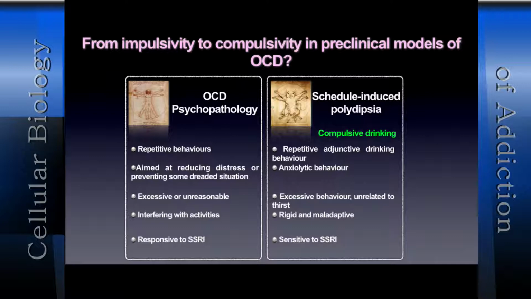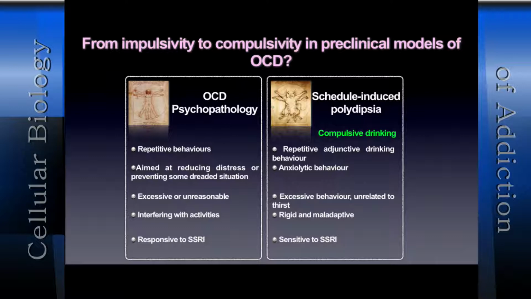So if you look at the definition of OCD in the DSM-4/5, it's characterized by repetitive behaviors that are aimed at reducing distress or preventing some dreaded situation, that are excessive or unreasonable, interfering with activities, and they actually are responsive to SSRI, serotonin reuptake inhibitors, antidepressants. Even though actually the dose you would give to someone who's suffering from OCD is on average twice the one you would give to someone suffering from depression.